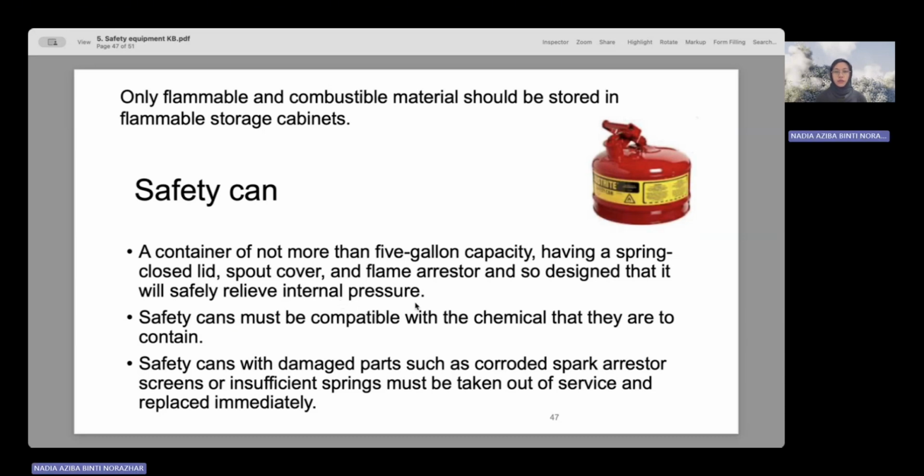Safety cans must be compatible with the chemical that they are to contain. Safety cans with damaged parts such as corroded spark arrestor springs or insufficient springs must be taken out of service and replaced immediately.